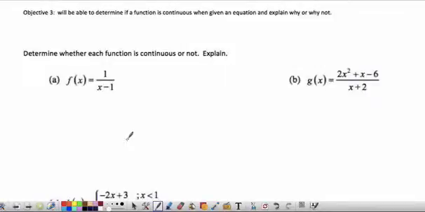Okay, objective 3: I will be able to determine if a function is continuous when given an equation and explain why or why not. So we've done this before. We're just going to actually explain and review this, and it'll lead into the next thing that we're doing.